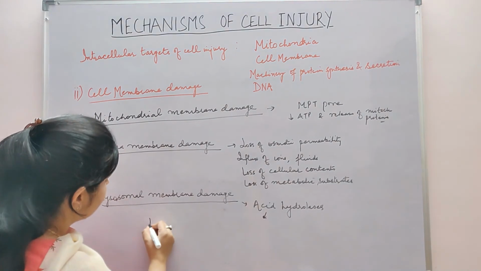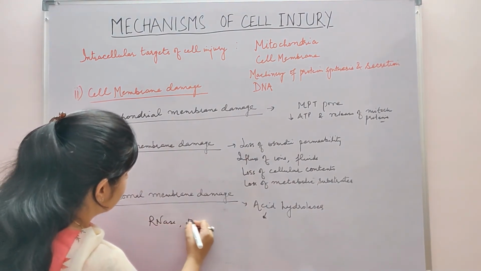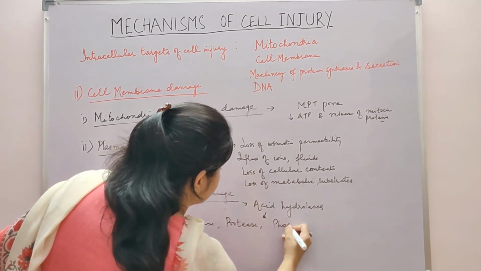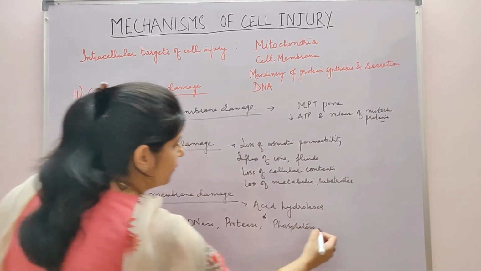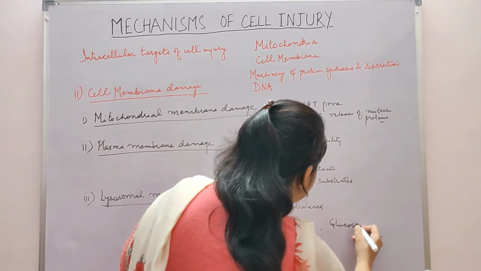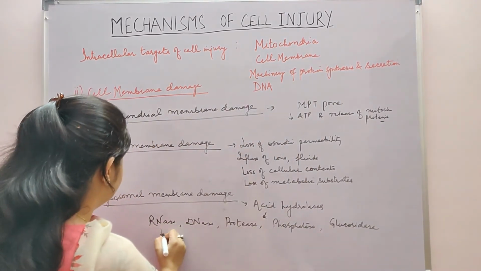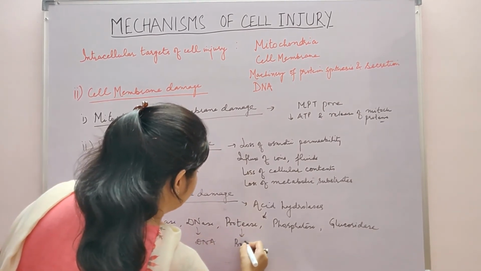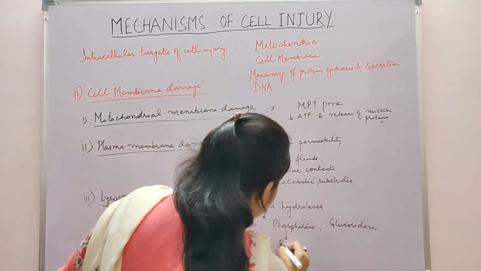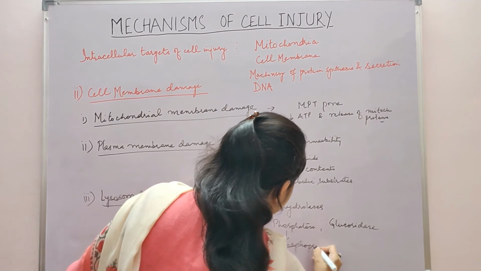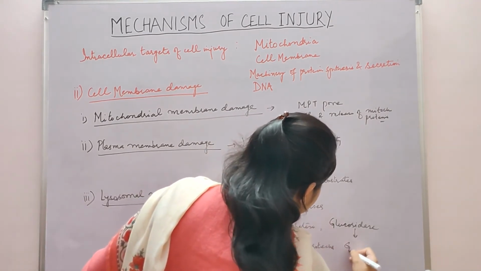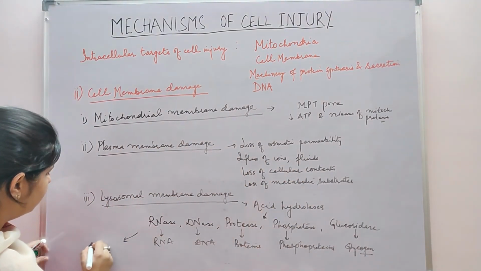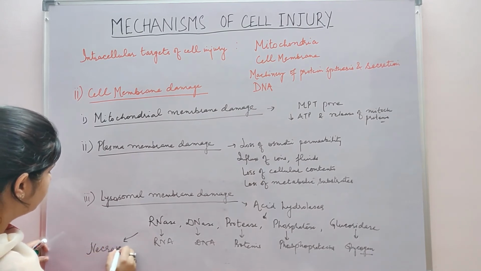What are these acid hydrolases? These are RNase, DNase, protease, phosphatase, and glucosidase. So RNase will degrade RNA, DNase will degrade DNA, protease will degrade proteins, phosphatase will degrade phosphoproteins, and glucosidase will degrade glycogen. And ultimately the cell will be pushed towards necrosis.